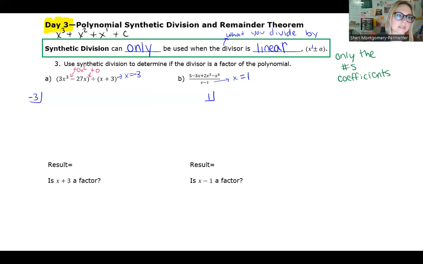So what that means is I'm going to go here and only write the numbers. So I have a 3, a 0, a -27, and then a 0. I'm just going to write them with a small little space in between, only the numbers. 3, 0, -27, and then 0.